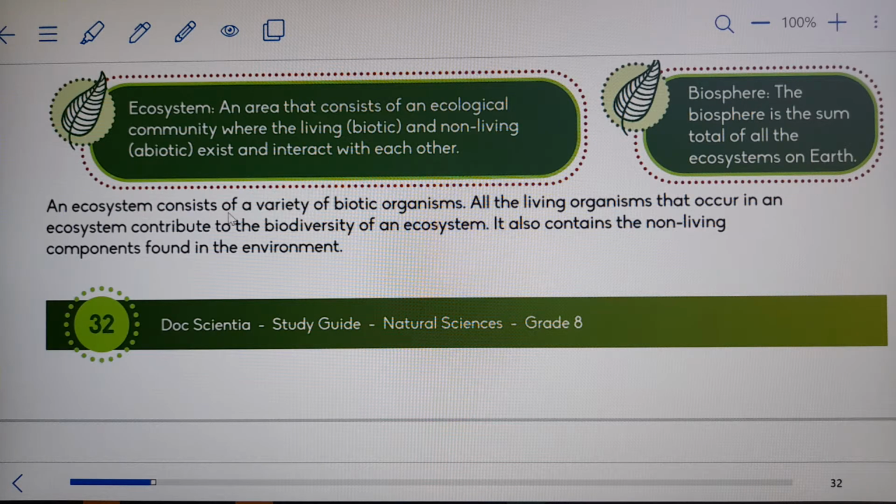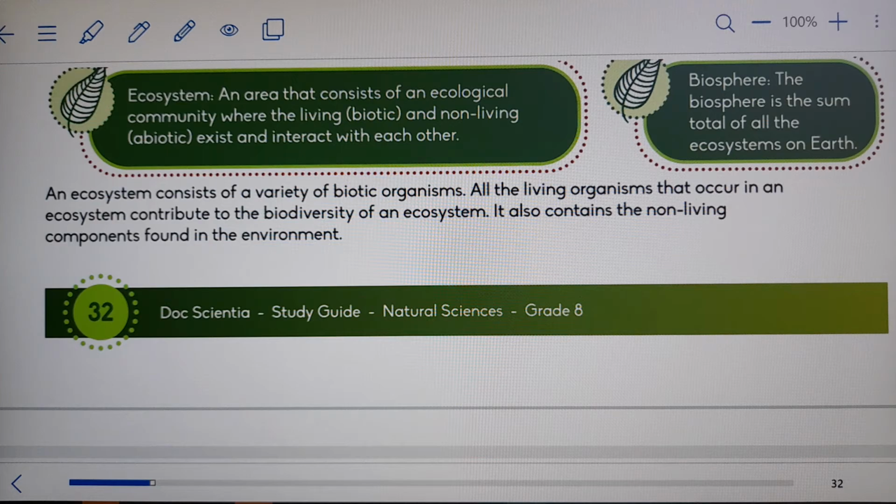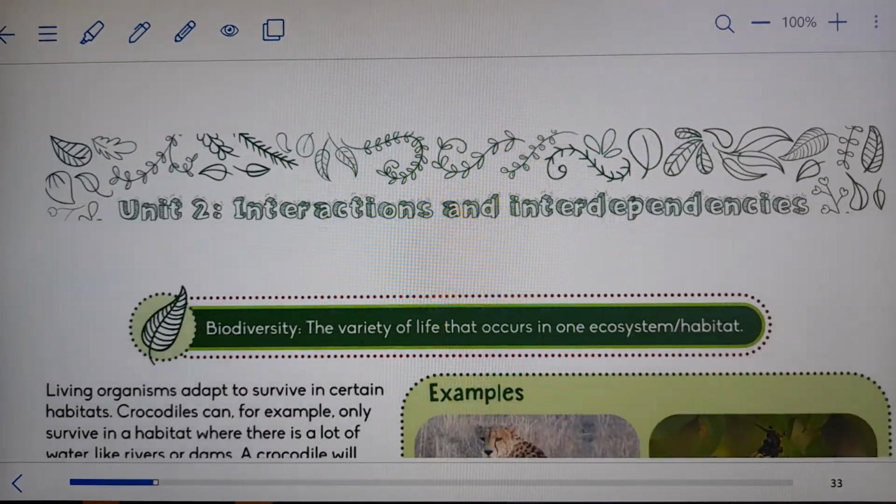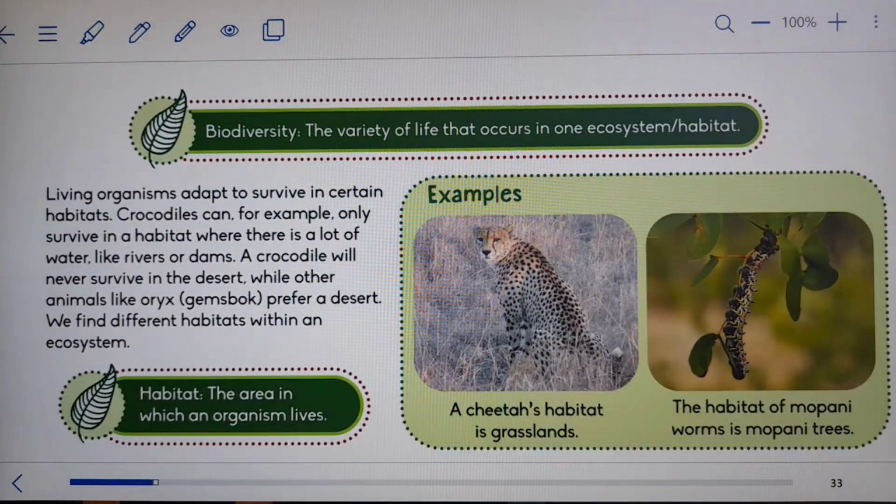An ecosystem consists of a variety of biotic organisms. All the living organisms that occur in an ecosystem contribute to the biodiversity of an ecosystem. It also contains the non-living components found in the environment. So an ecosystem consists of living organisms and non-living components. Okay, let's continue there.